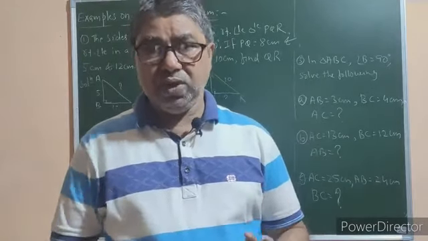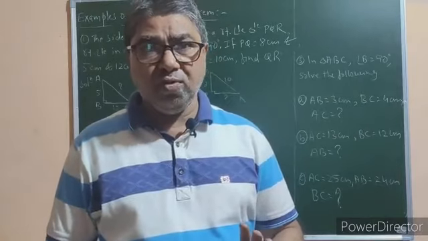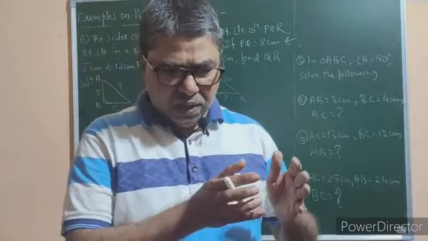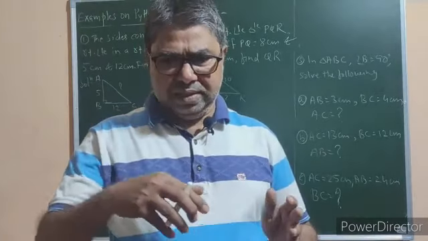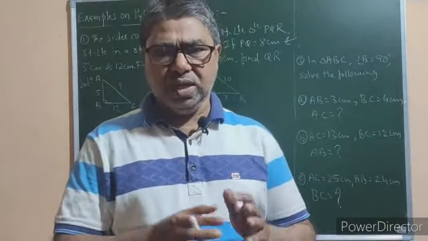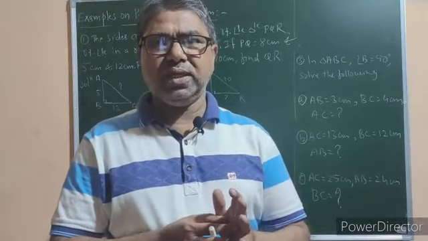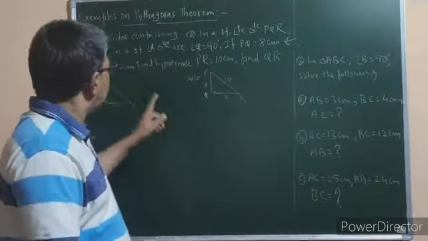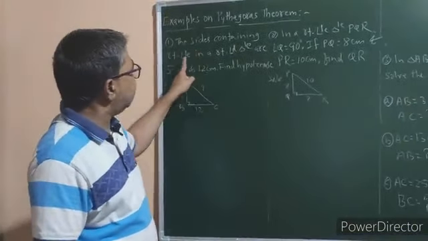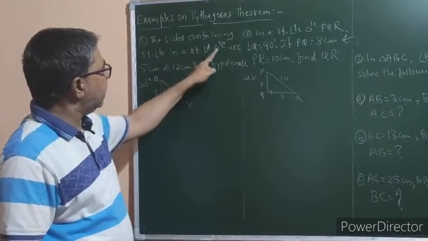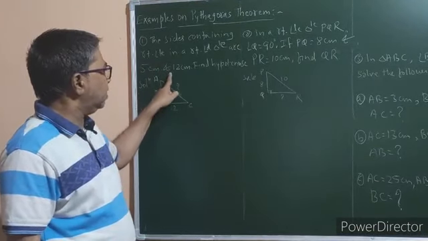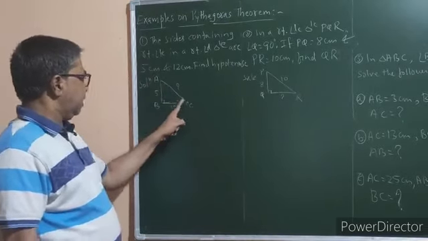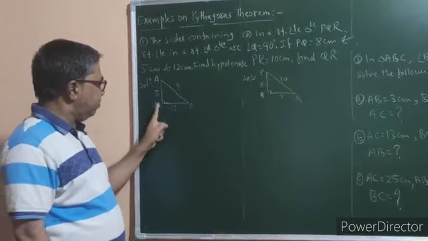In our previous video, we have seen the proof of a very important theorem, that is Pythagoras theorem. Now, in this video and in the next 2 to 3 videos, let us solve a few important examples involving the same theorem, that is Pythagoras theorem. So the first example is: the sides containing the right angle in a right angled triangle are 5 centimeter and 12 centimeter. Find the hypotenuse. So draw a right angle triangle, name it ABC.